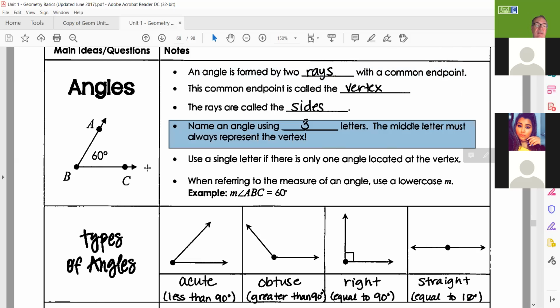So I could describe this angle to the left here as angle ABC or angle CBA. No other way, because B is the vertex. And the reason that this is required is because you're not always going to have a drawing, but you can rely on the ordering of the letters to know where the vertex of a given angle is. So that middle letter always has to be the vertex.